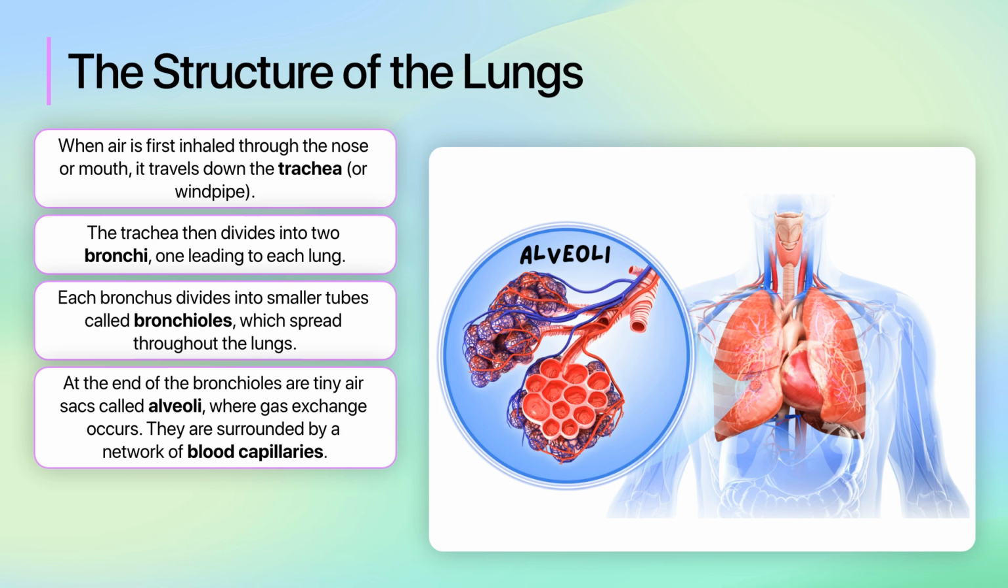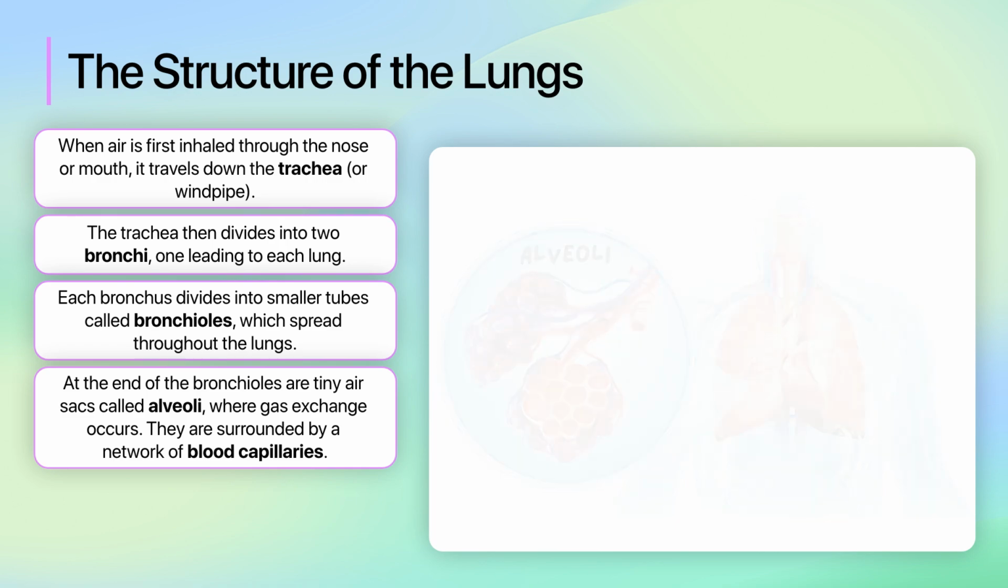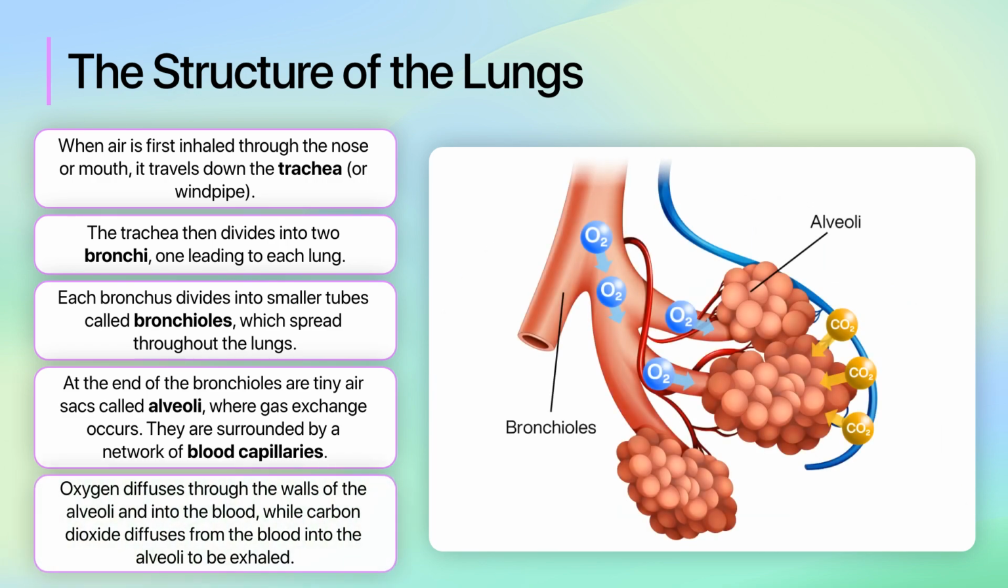The alveoli are surrounded by a network of blood capillaries. Oxygen from the air diffuses through the walls of the alveoli and into the blood, while carbon dioxide diffuses from the blood into the alveoli to be exhaled. The alveoli have several features that enable efficient gas exchange.